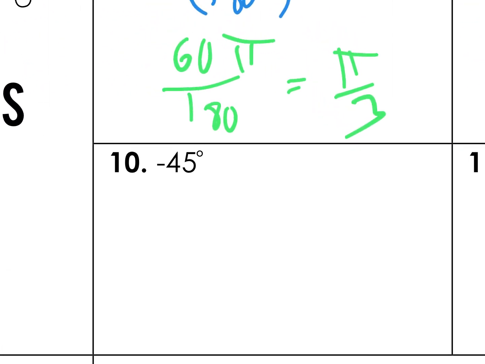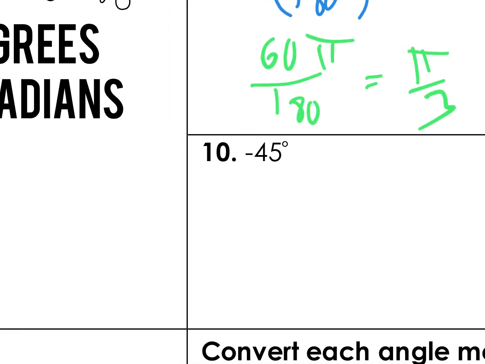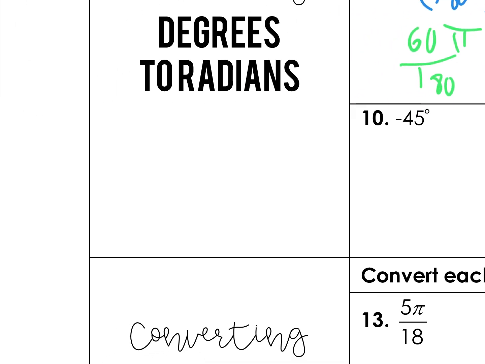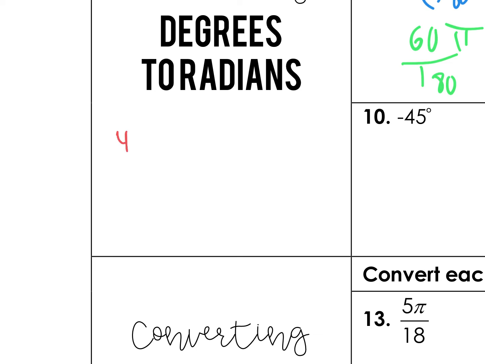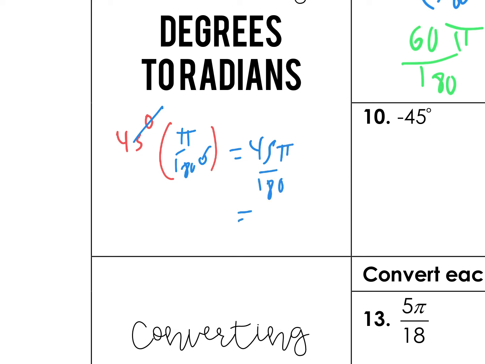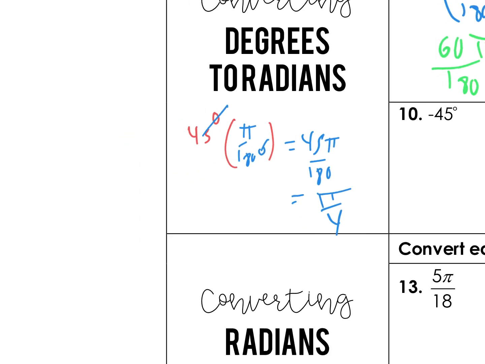Okay, negative 45 degrees. But you know what I want us to do? Let's do 45 degrees first, without the negative. That would be multiplied by what? Pi over 180. The degrees cancel, leaving me 45 pi over 180, which reduces to 1 pi over 4, or pi over 4. Memorize that one, please. That 45 degrees is pi over 4. And I'll show you the easy way.